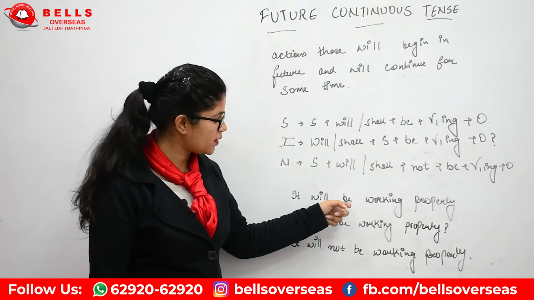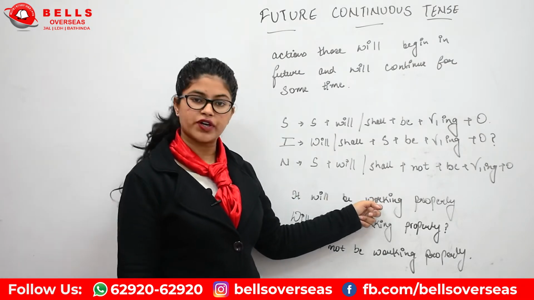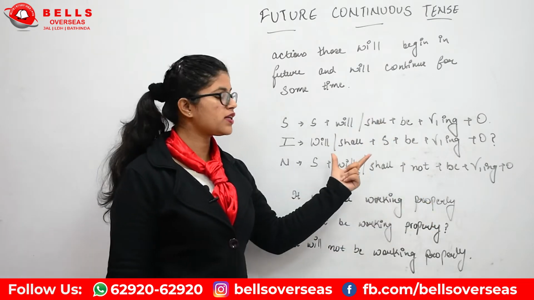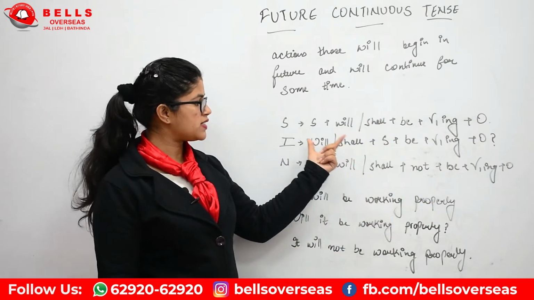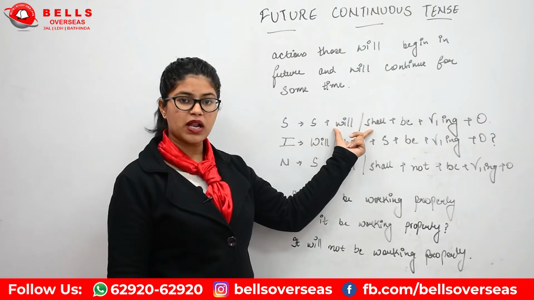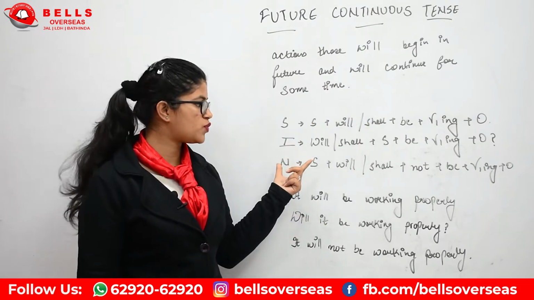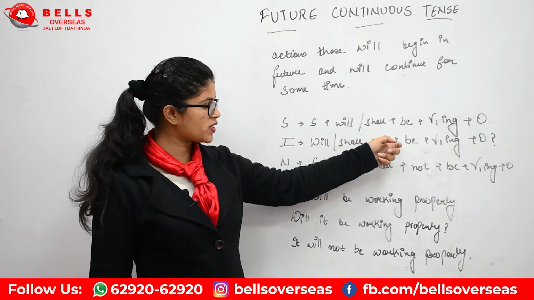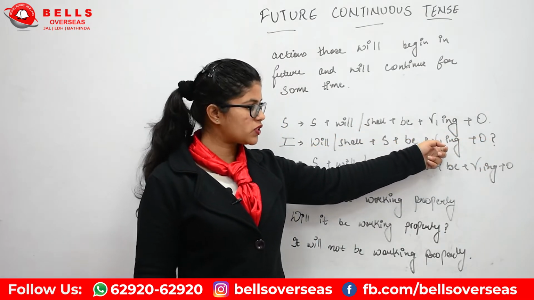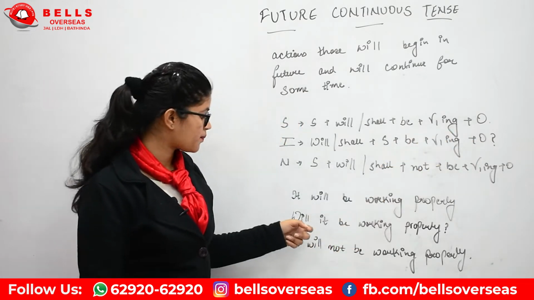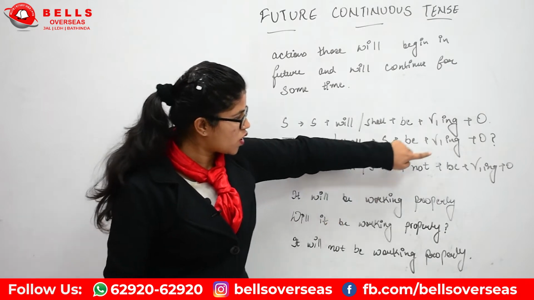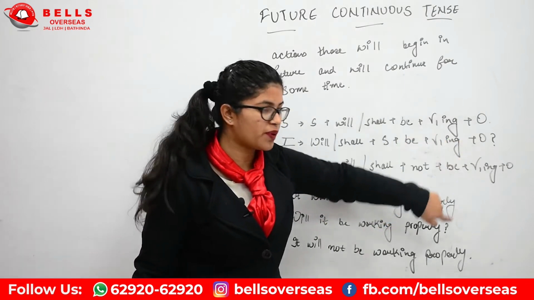Subject plus will/shall plus be plus verb first form with ing plus object. Now, when I have to turn it into interrogative, very easy. What I'll do is pick up my helping verb, place it before the subject and put a question mark at the end. Will/shall plus subject plus be plus verb first form with ing plus object. Will it be working properly?